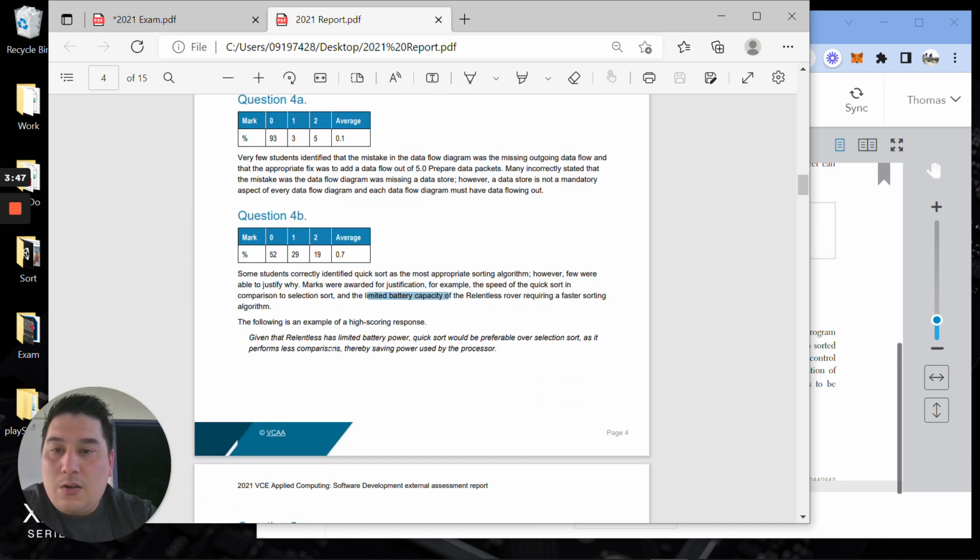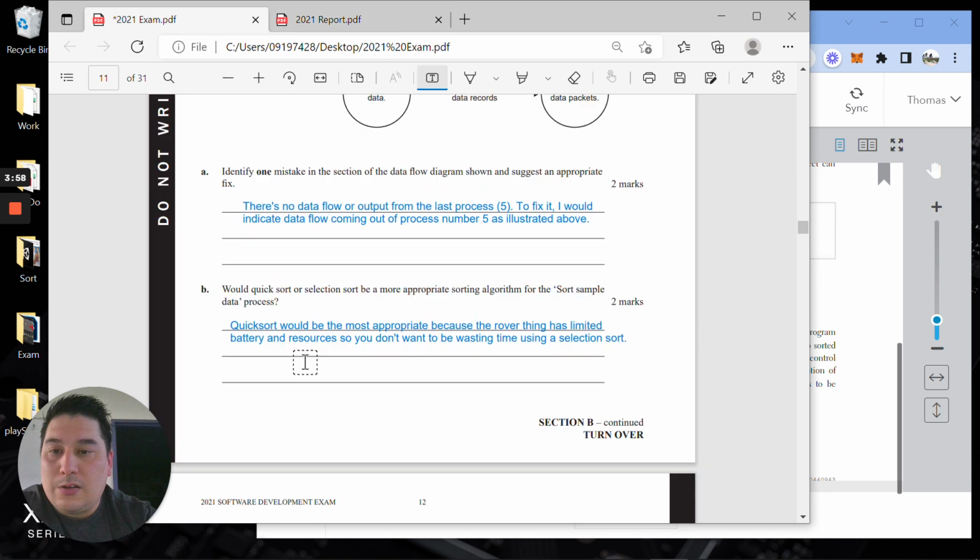Given that Relentless has limited battery power, quicksort would be preferable over selection sort as it performs less comparisons, thereby saving power used by the processor. That's a really good answer, actually. Still, if it was me, I would give myself 2 marks.